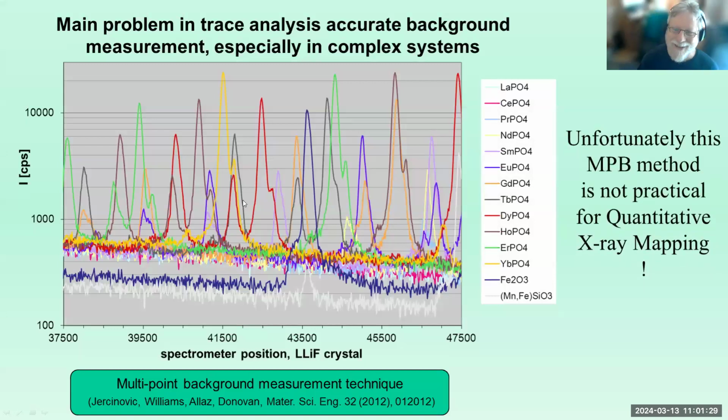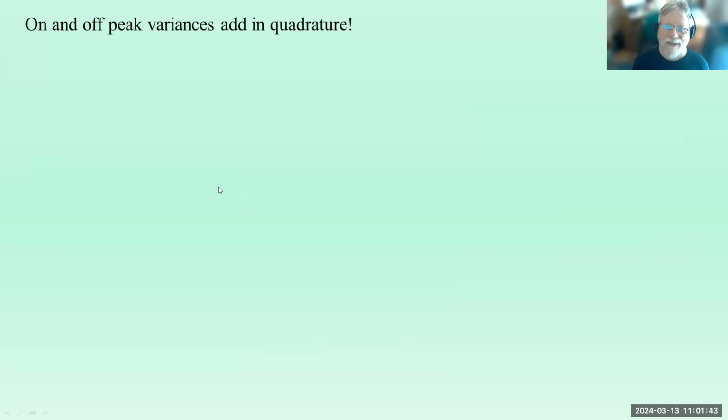But unfortunately, multi-point backgrounds is really not useful for quantitative mapping because you'd have to acquire a map at each background position. And so that just becomes incredibly time consuming. What we found instead, and I want to go back to a paper we published in 2016, points out that actually measuring the background is problematic. If we measure the background, we're getting very poor statistics.